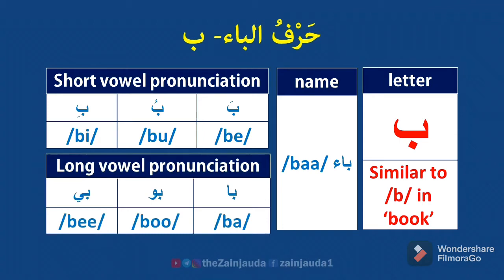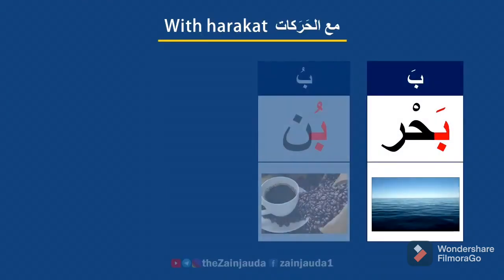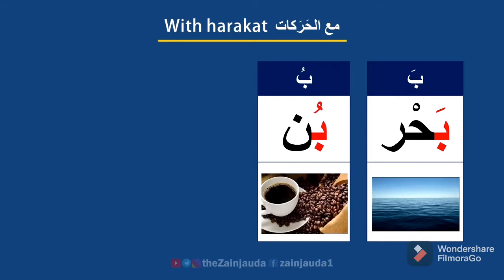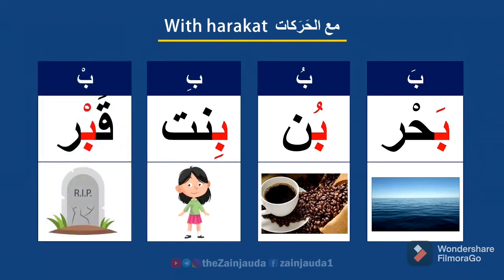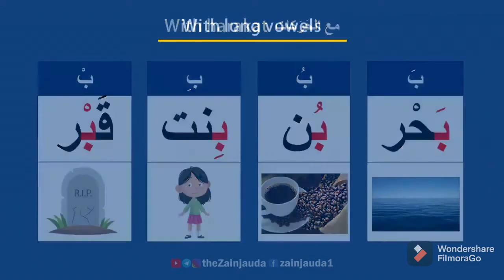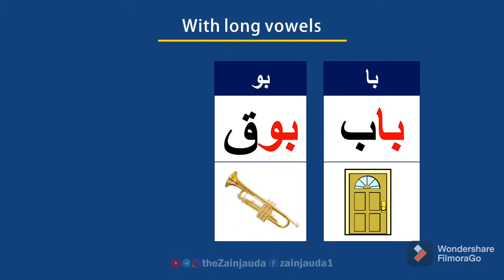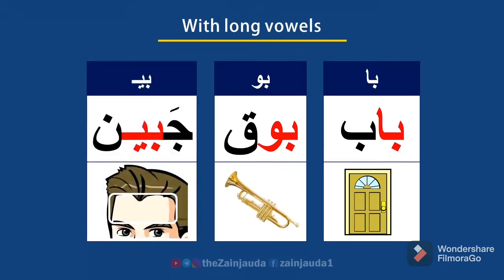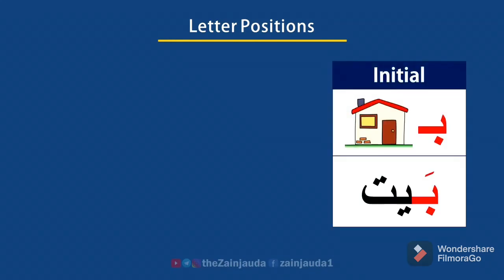With long vowels, it becomes ba, bu, bi. Let's have examples of it. With fatha, bahr. With dhamma, bun. With kasra, bint. And with sukoon, qabr. Now with long vowels, bab, buq, jabin.